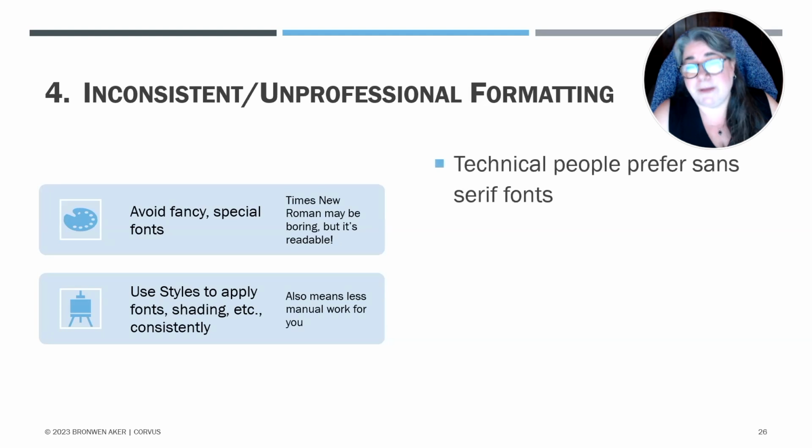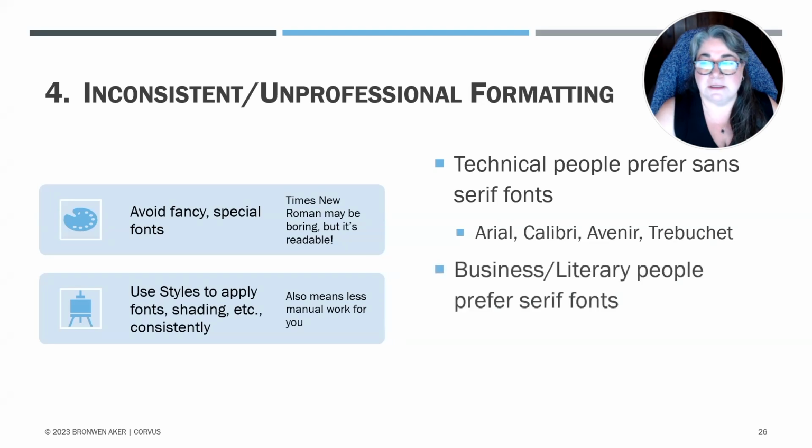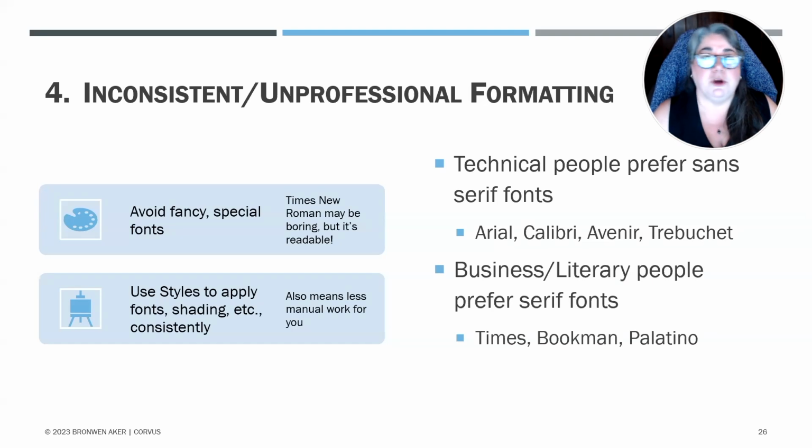Now, technical people tend to prefer sans serif fonts. Things like what you're seeing here. There's no embellishments, there's no serifs. So Arial, Calibri, Avenir, Trebuchet, those are all sans serif fonts. Business and literary people tend to prefer serif fonts, your Times, your Bookman, your Palatino. So this is part of what you want to think about when you're putting together the template that you're going to use.